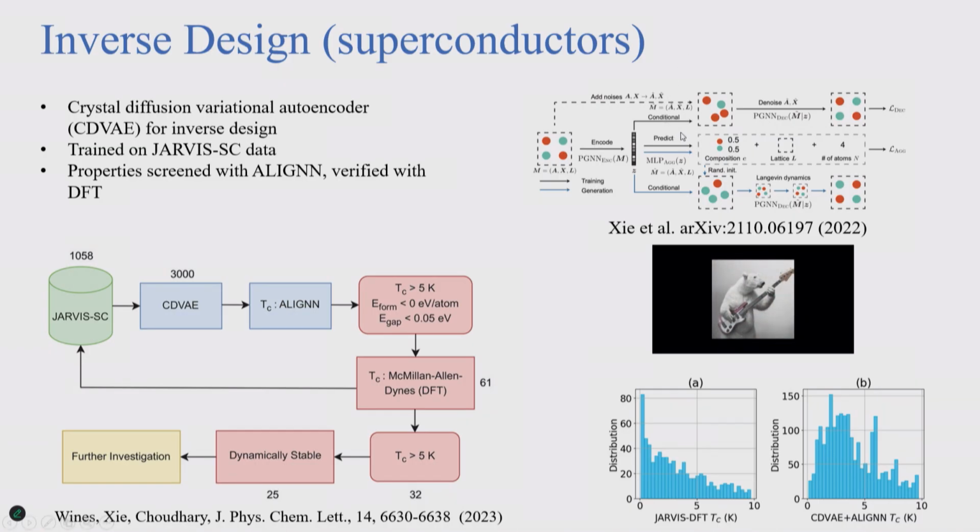So you have 3 kinds of things: atom types, lattice vectors, and what else? Atomic number and coordinates. Coordinates, yeah.